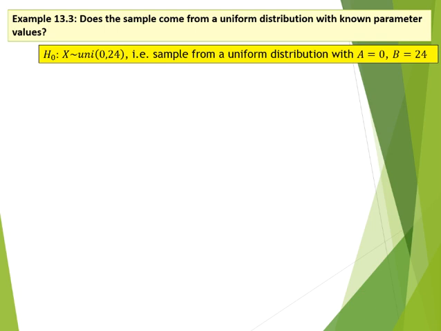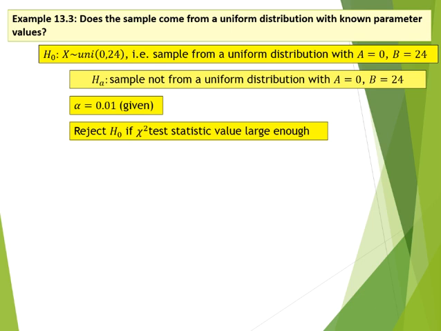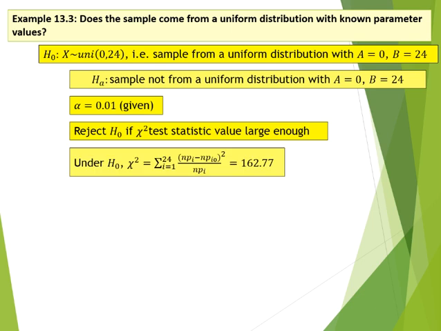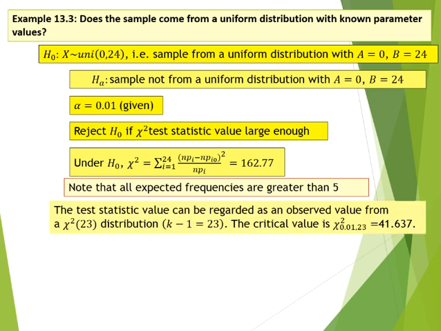So your null hypothesis is that it has a uniform distribution over 24 hours, against the alternative that it does not. You are given an alpha of 0.01. You will reject when the chi-square is large enough. The chi-square value obtained is 162.77. All the expected frequencies are greater than 5. Therefore, you can get your rejection region right away.